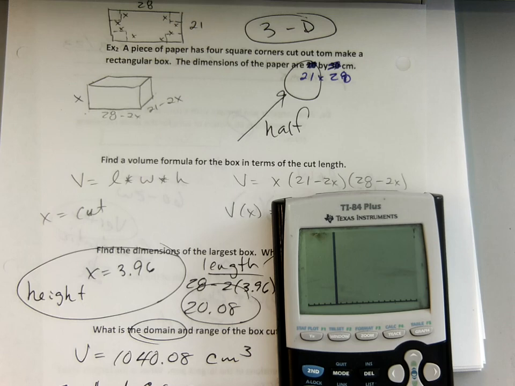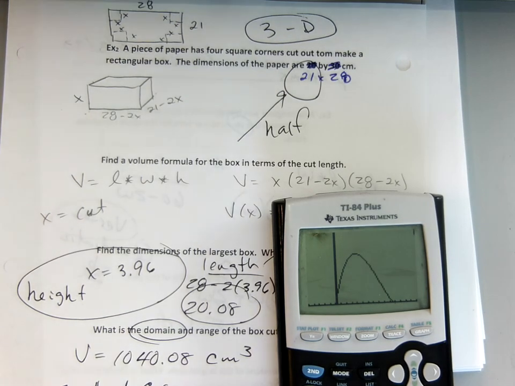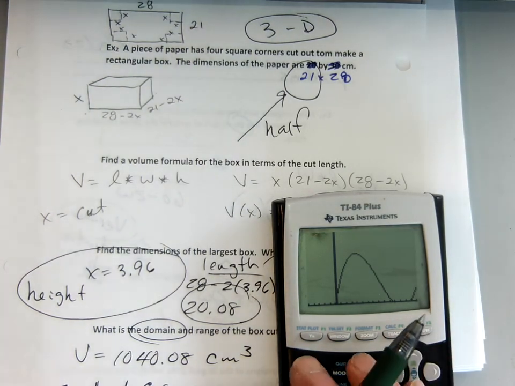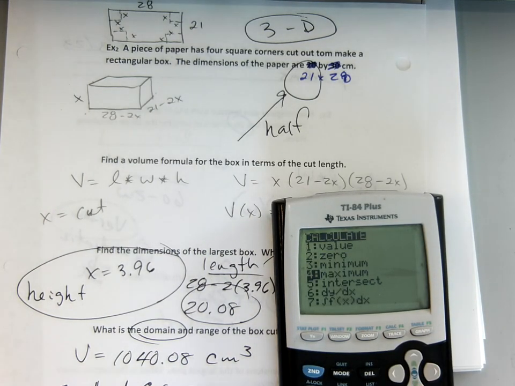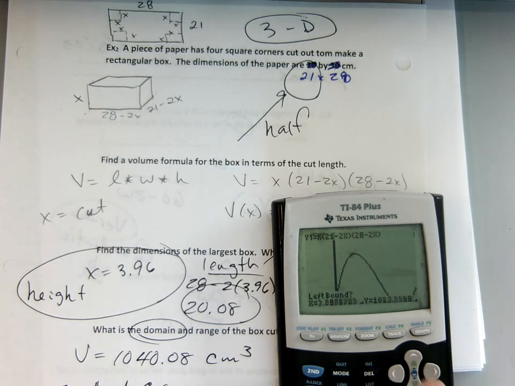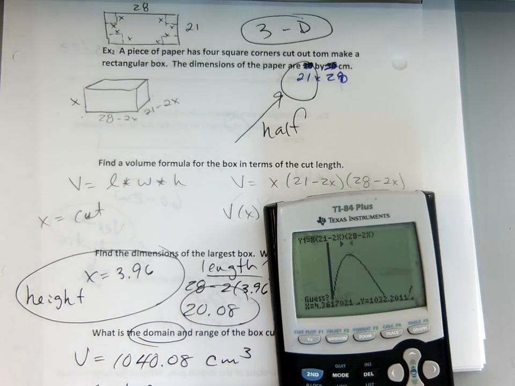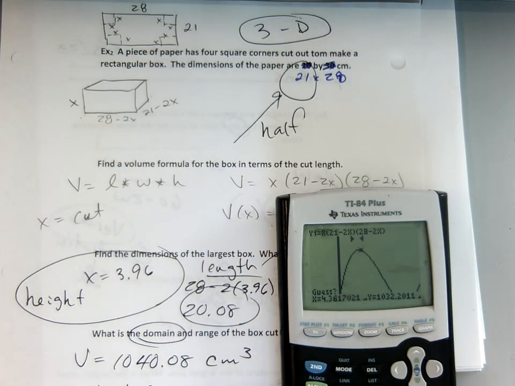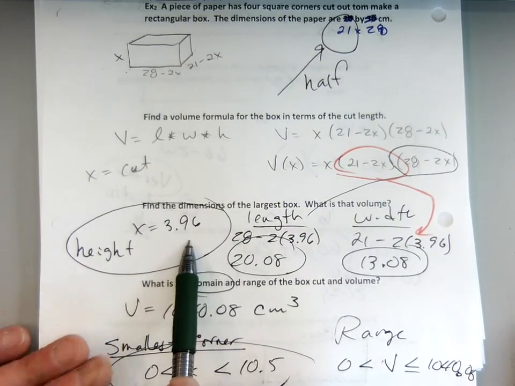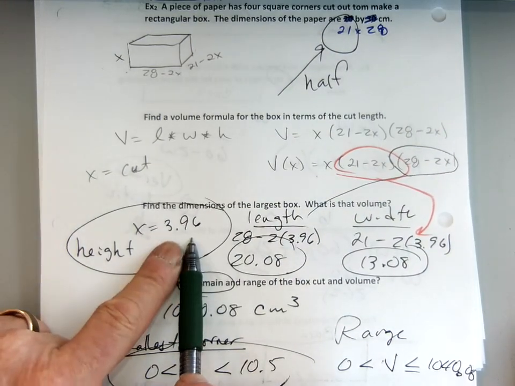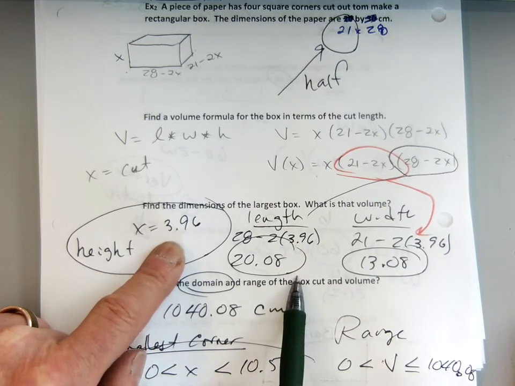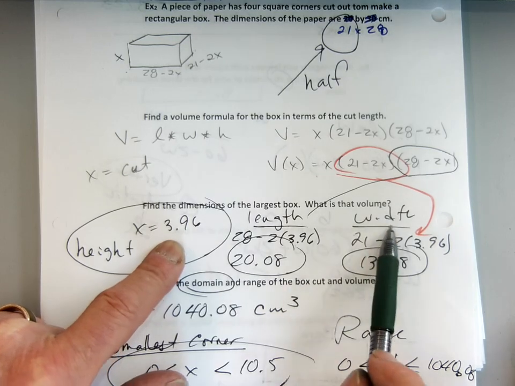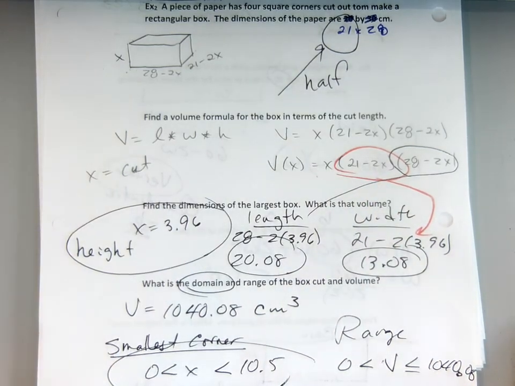Now let's look at it. Okay, there we found the maximum is right there. If I go to find out what the maximum is, calculate the maximum. I get the maximum to be about 3.96. So my best cut is 3.96. To get the length, I put the 3.96 in for the length, got 13.8. If I need the width, I put 3.96 into the width, I got 13.84.